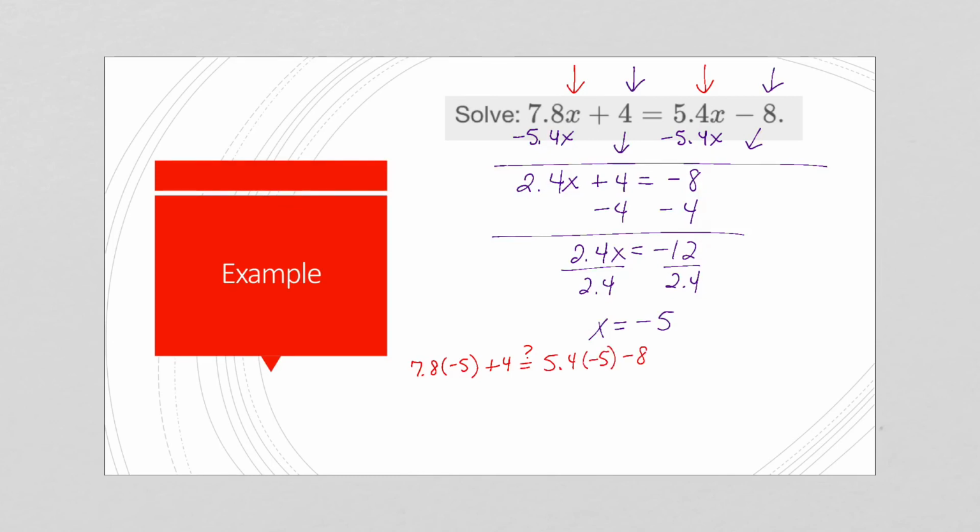And this is one of those I would truly type into the calculator. So 7.8 times negative 5 plus 4, and here's what I get. I get negative 35. I'm really hoping I get negative 35 on the other side too. So 5.4 times negative 5 minus 8, and I get negative 35. So yep, that is for sure my answer.